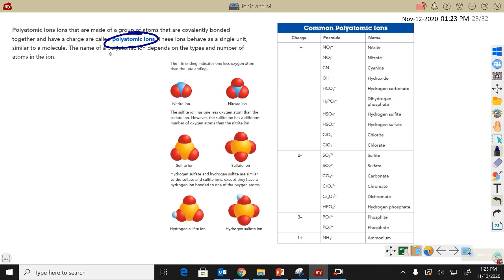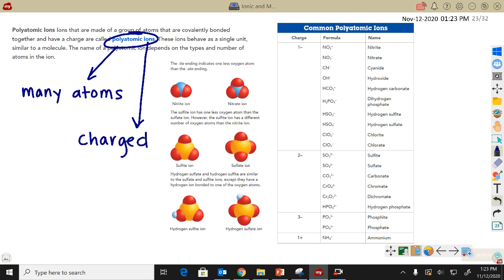Now the 4th category of ions are called polyatomic. Polyatomic just means many atoms. An ion means charged. So polyatomic ions look like little formulas, but they're not neutral. They have a charge. Now here it says that they're covalently bonded, and we'll deal with that later.